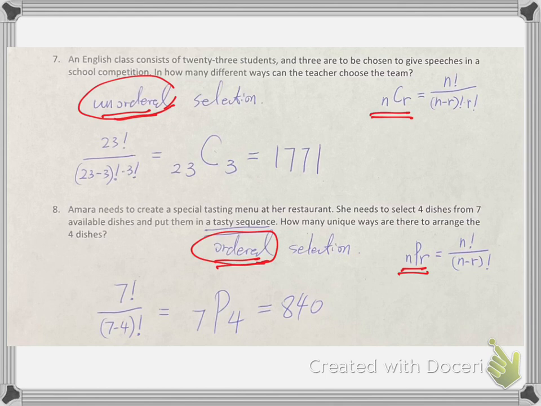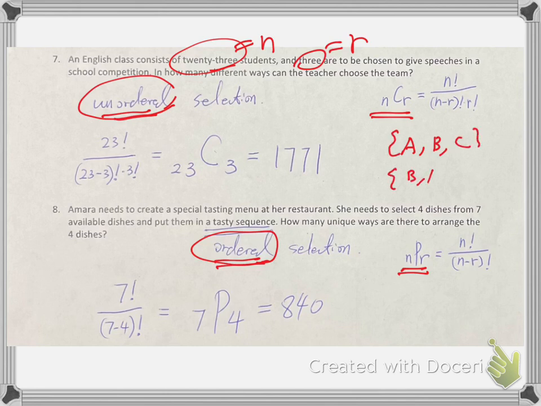So let's look at number 7. There are 23 students, so this is the n, right? And then choose how many? Choose 3, so this is r, right? To give a speech in a school competition. How many different ways can the teacher choose a team? So maybe first choose A, B, C. That makes a team. And then we change the order. Teacher first picks A, picks B, and then picks C, or picks B, then A, and then C. They are the same team. So that's an unordered selection.